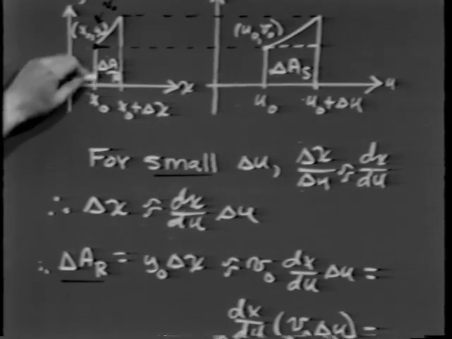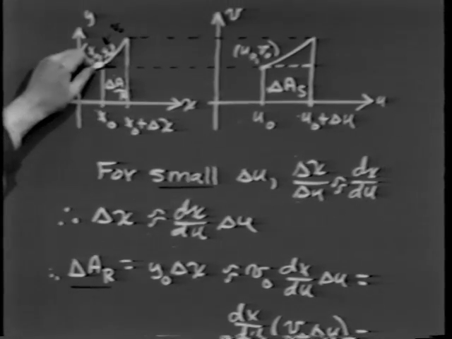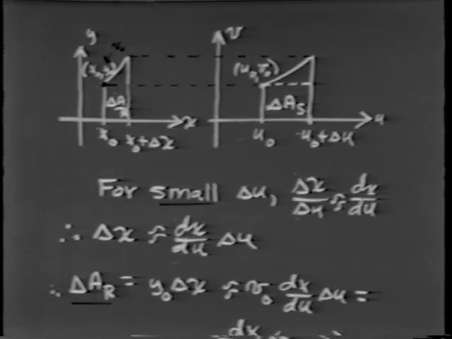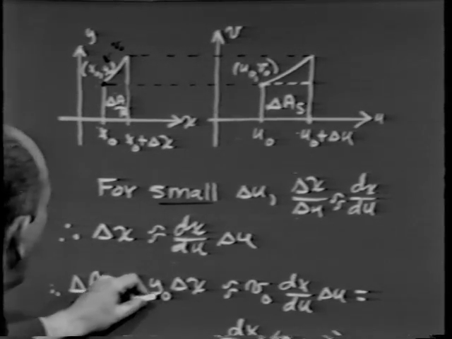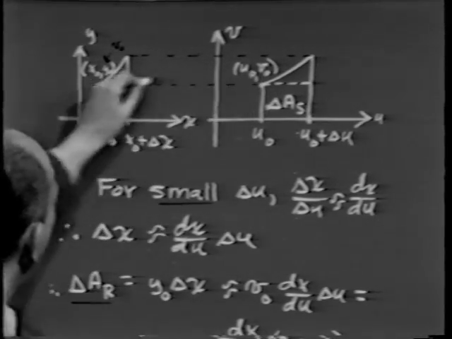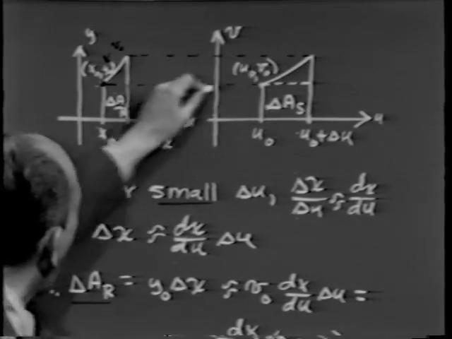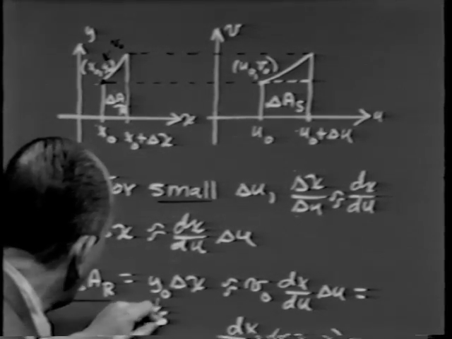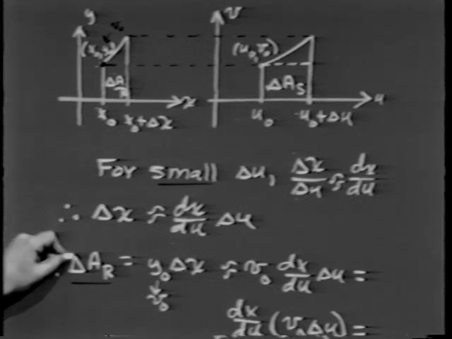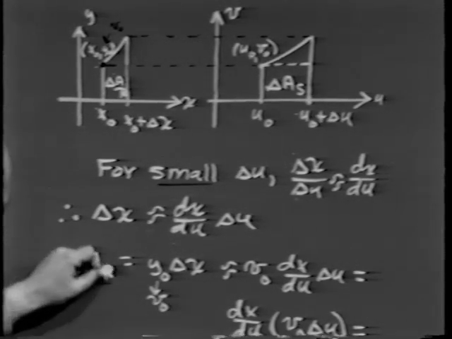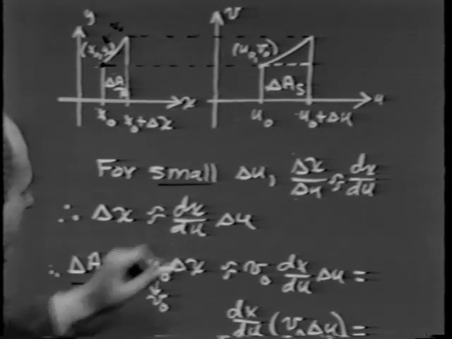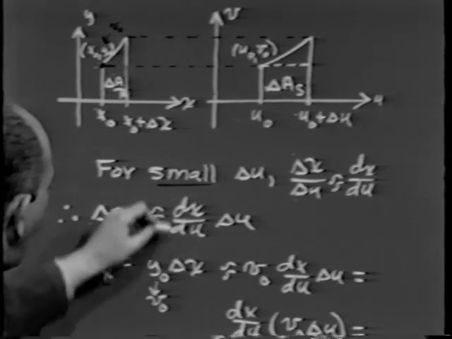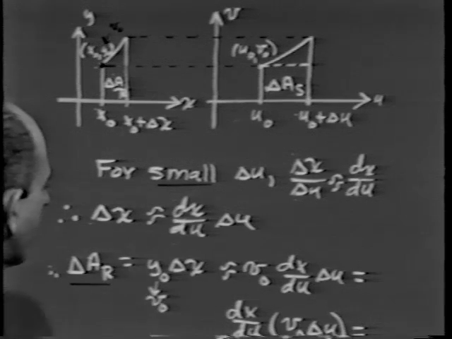Notice that delta A sub R has as its height y sub 0 and as its width delta x. Notice also that since v sub 0 equals y sub 0, see y equals v in this transformation, the area delta A sub R is v sub 0 times delta x. We also know that delta x is approximately dx/du times delta u.